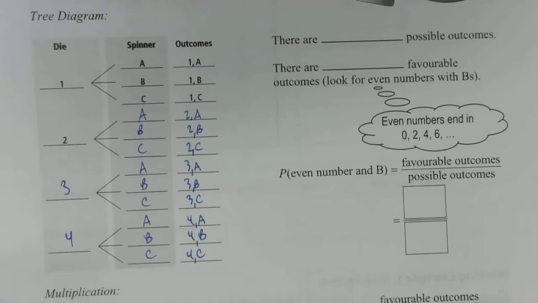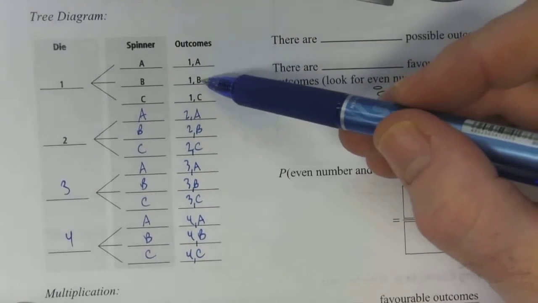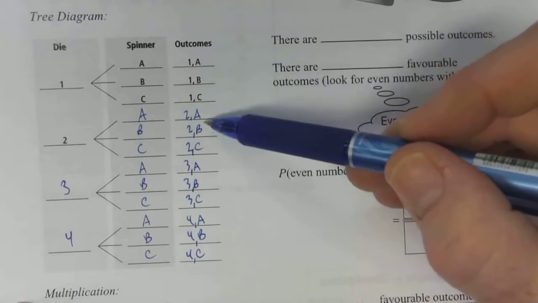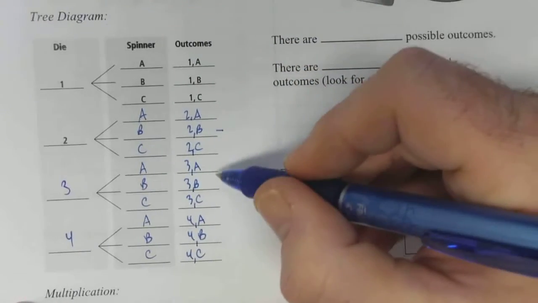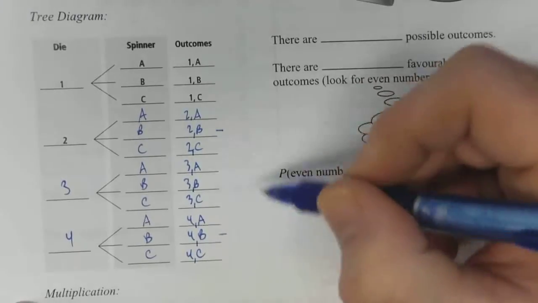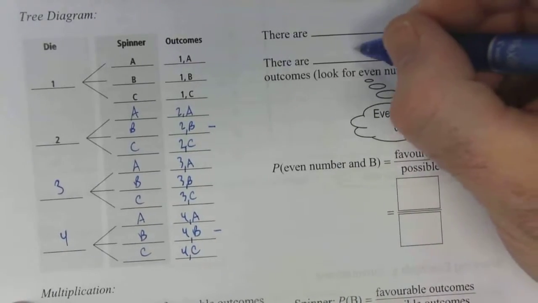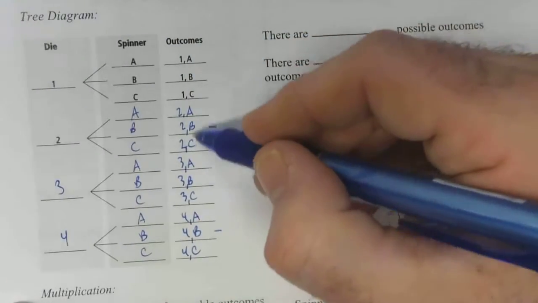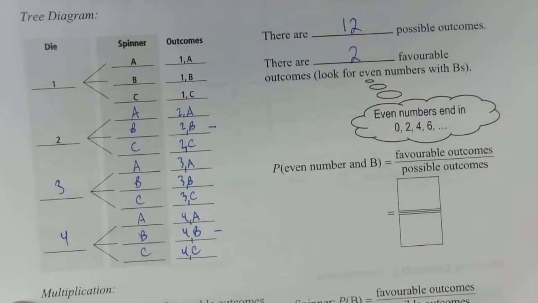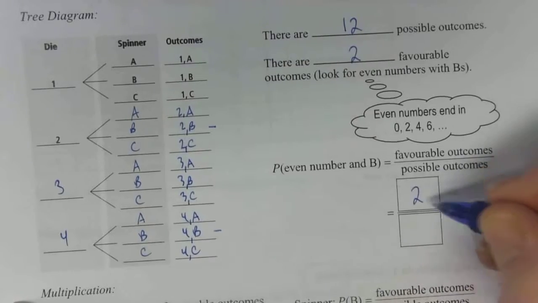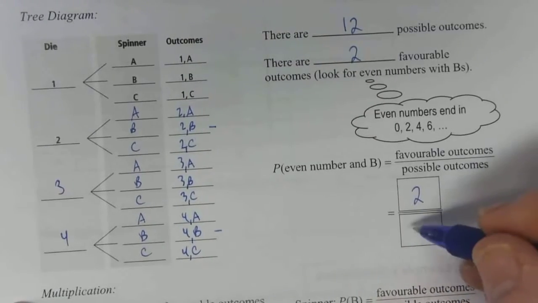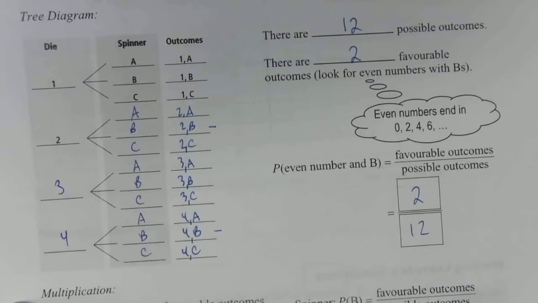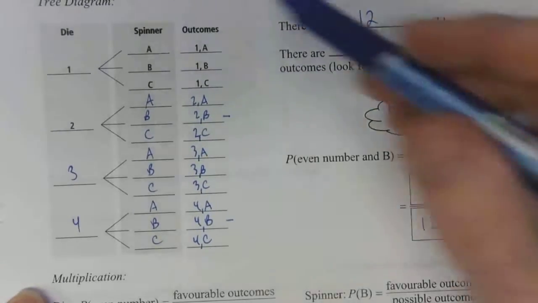Alright, so what is the probability of rolling an even number and spinning a B? So look for the B's. 1 is odd, so that one doesn't count. 2 and B counts. 3 and B doesn't. 4 and B does. So there are 2 favorable outcomes out of a total of 12 outcomes. So then that means that the probability of an even number and B is 2 out of 12. So that's using the tree diagram.